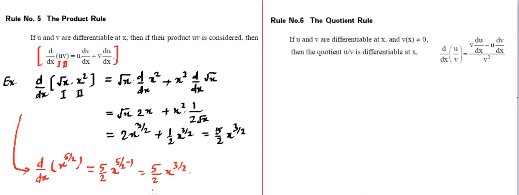Now, the use of the product rule is that all the time we cannot do this as x raised to power some number, because later on we will be learning the first function can be sine x, log x, exponential x, and the second function can be x square, x cube, or anything. Then we cannot convert all the functions as x raised to power n. Then this is going to be the rule that we will be using to find the differentiation of product. I hope it's understood.